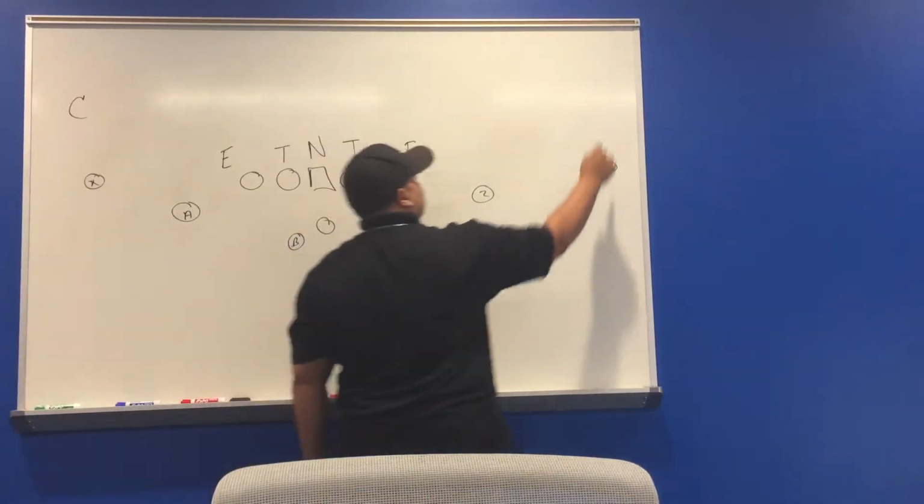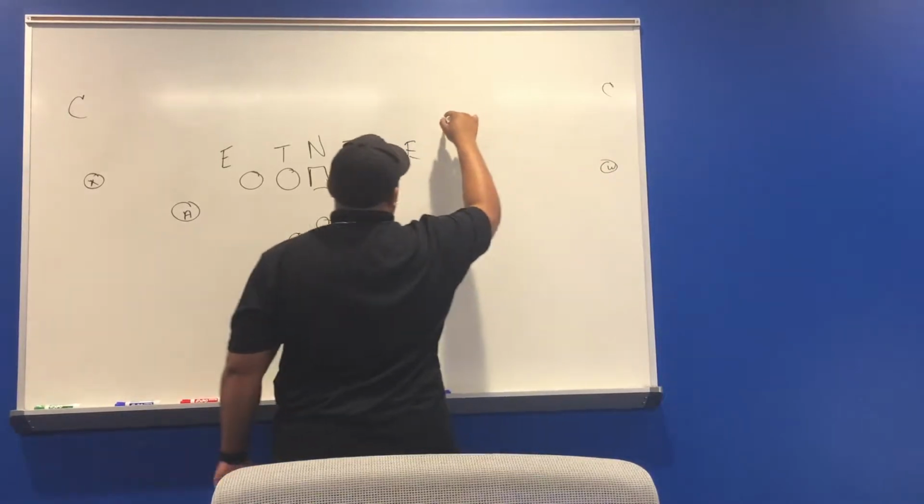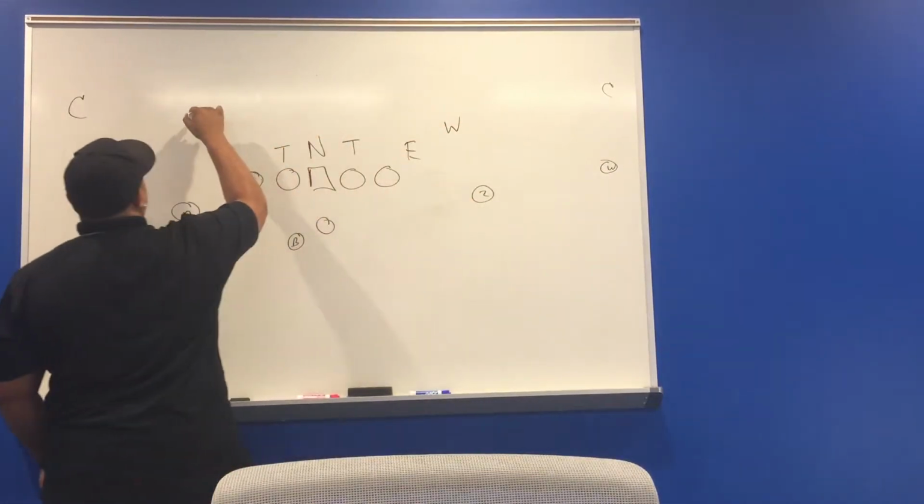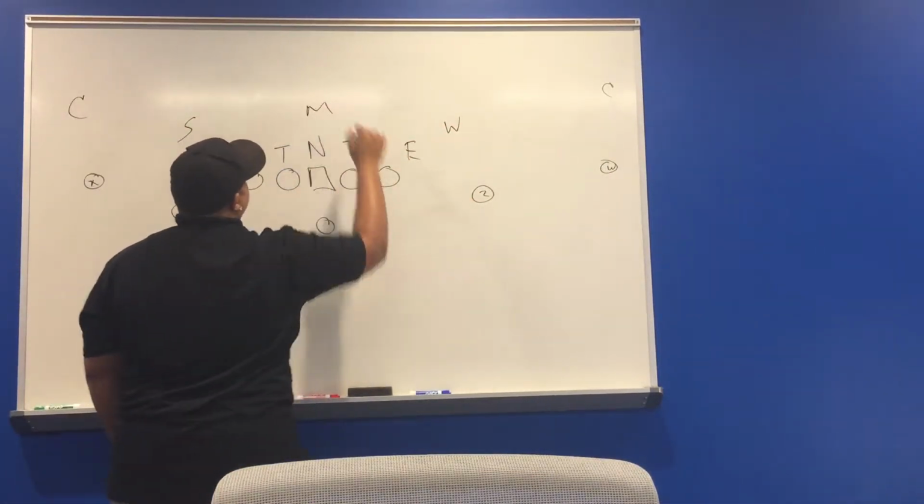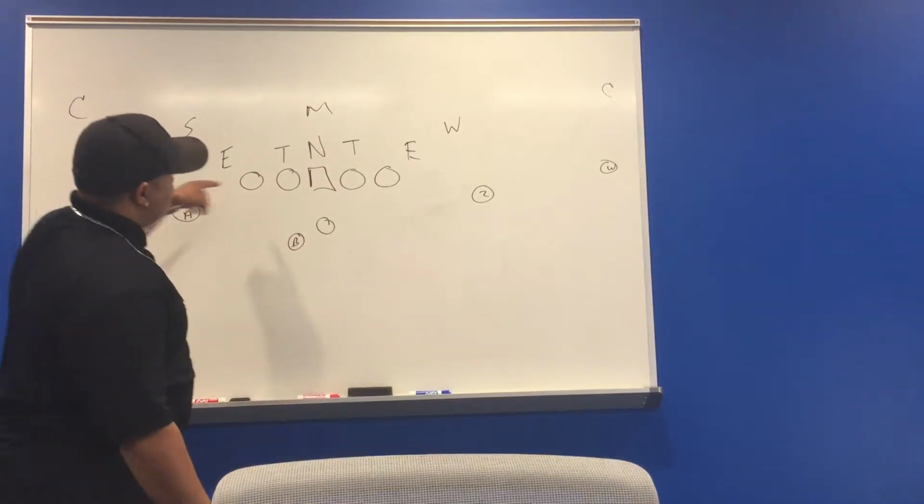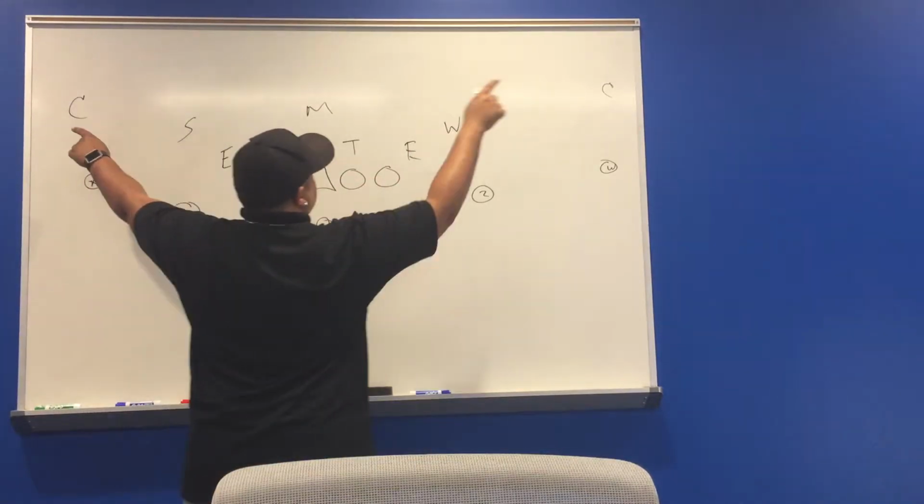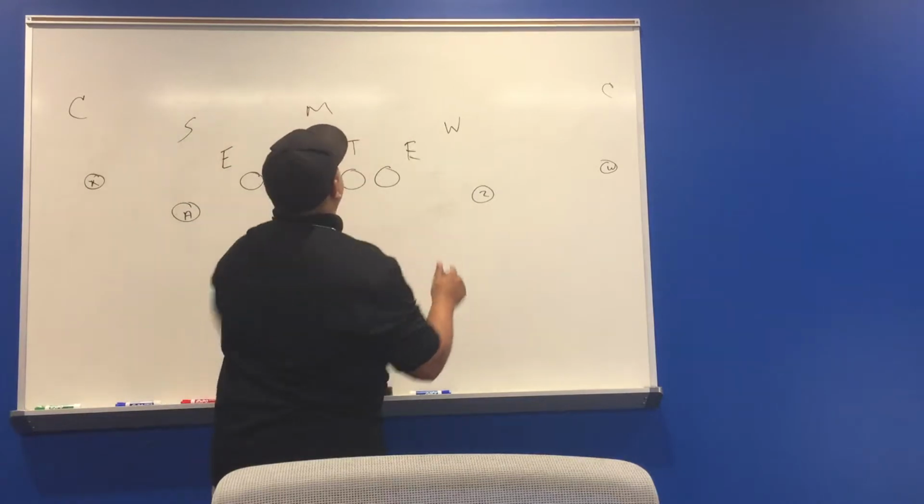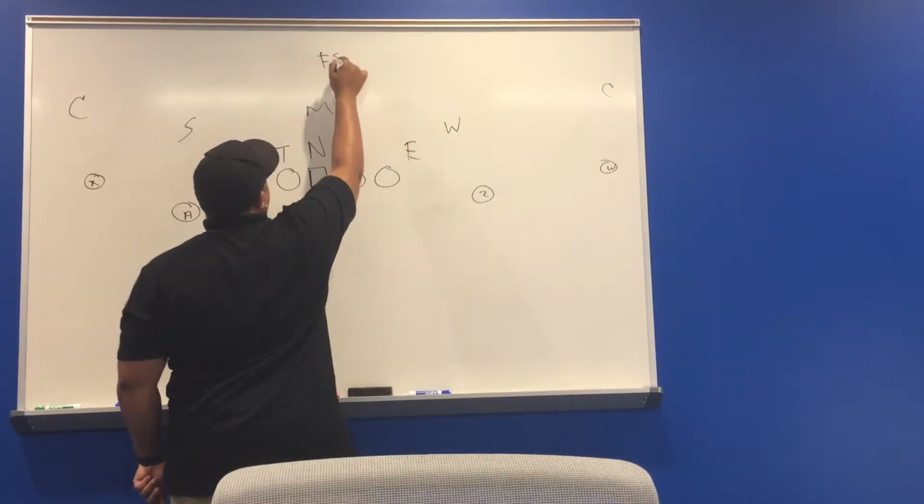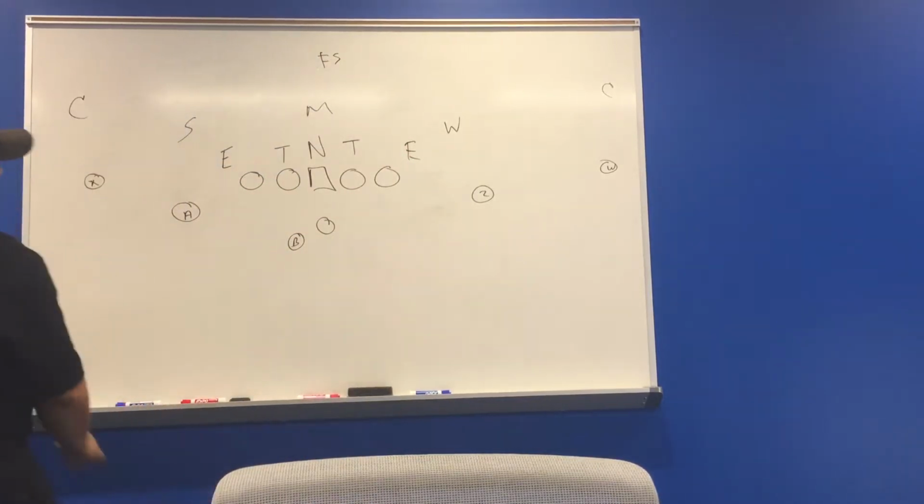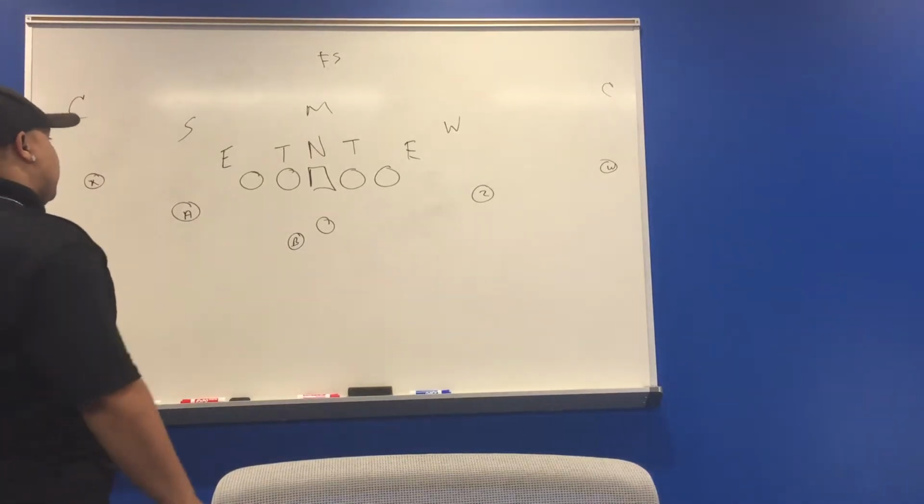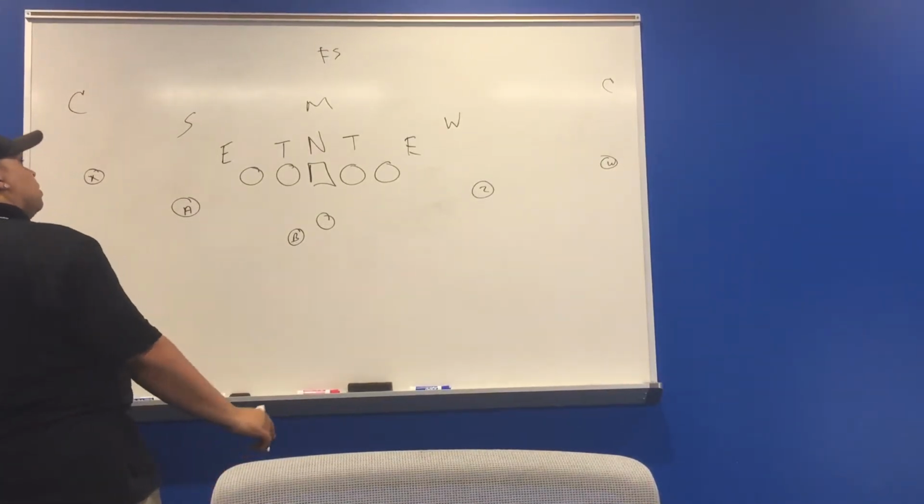So there's a corner, corner, the Will, and the Sam, and the Mike probably help split the difference. So that's 5, 6, 7, 8, 9, 10, and the free safety would be lurking back here in the middle. So again, we come out, we count.